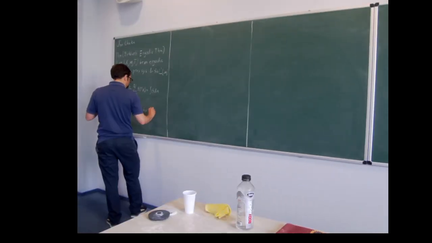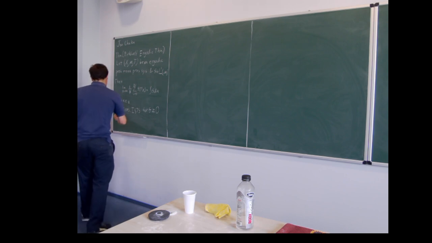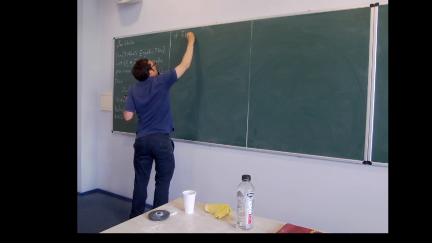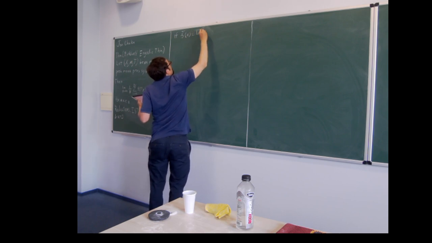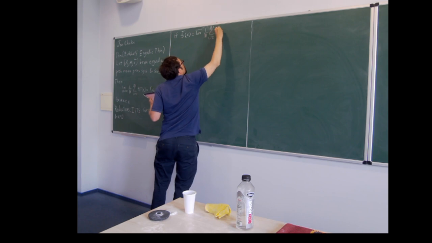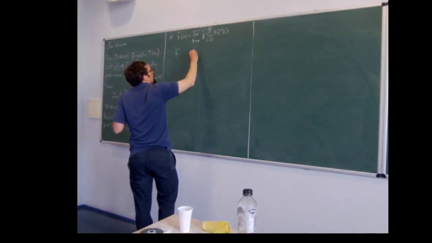Okay, so what are my reductions? It suffices to show that for f positive and epsilon bigger than 0, if f upper bar of x equals the limsup of 1 over n times the summation, and f lower bar is the same thing but with a liminf.